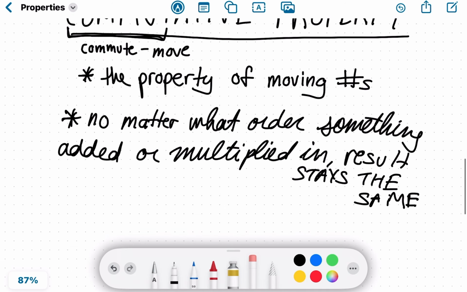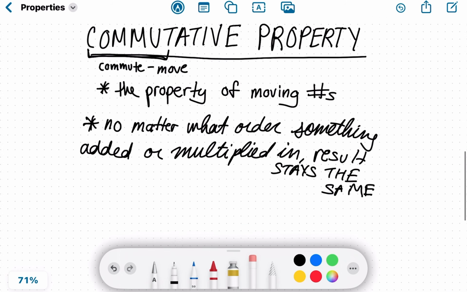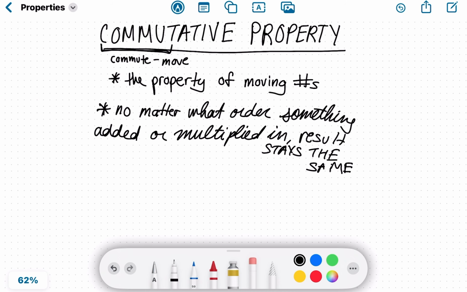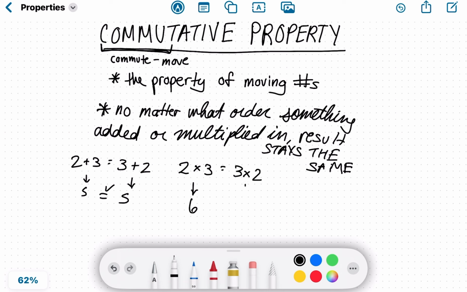Now, let's put this into an example so you could further understand what I mean by this. So let's start with 2 plus 3. That's 5, right? But let's say we were to switch it around and do 3 plus 2. That's also 5. 5 is equal to 5. Commutative property works for addition. Now, let's try multiplying these numbers. 2 times 3. That's 6. Now let's do 3 times 2. Also 6. 6 is equal to 6. Boom. Works for multiplication as well.